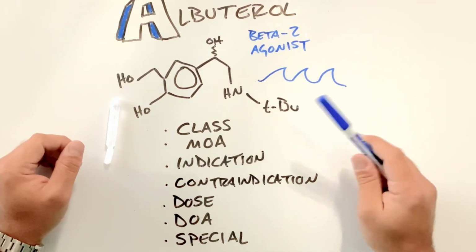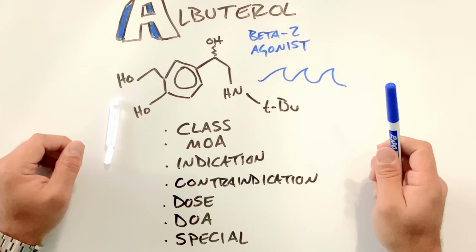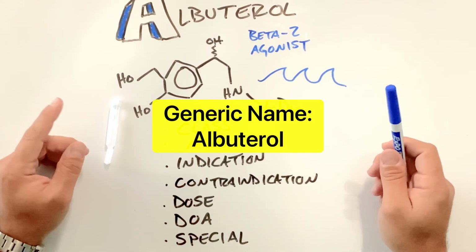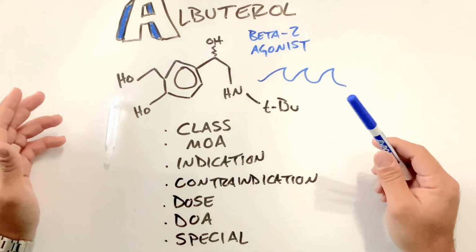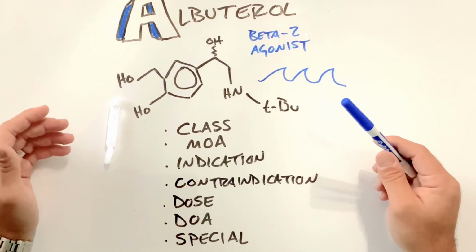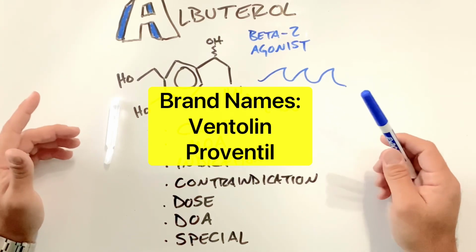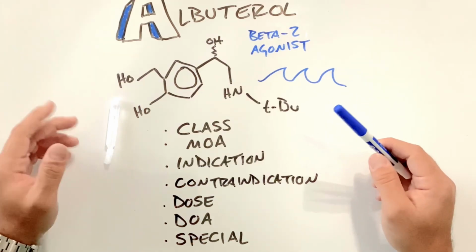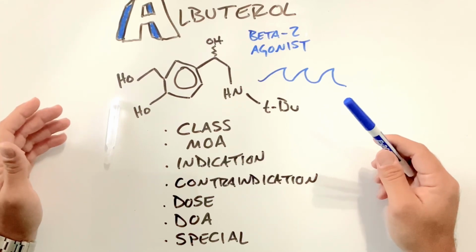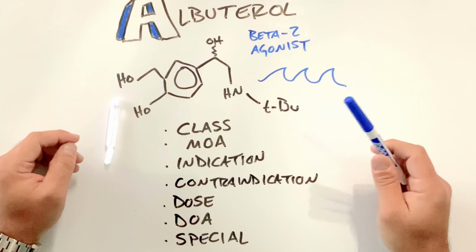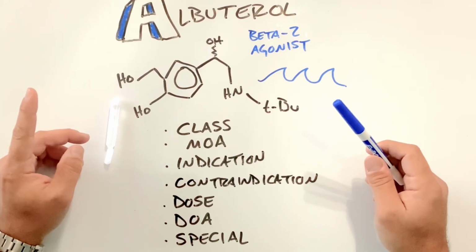Albuterol is a beta-2 agonist. The generic name is albuterol, but your patients who go to the stores for home use may have a brand name of Ventolin or Proventil. So keep an eye on that when you're doing your SAMPLE and OPQRST and assessing your patients in their homes or in a facility.